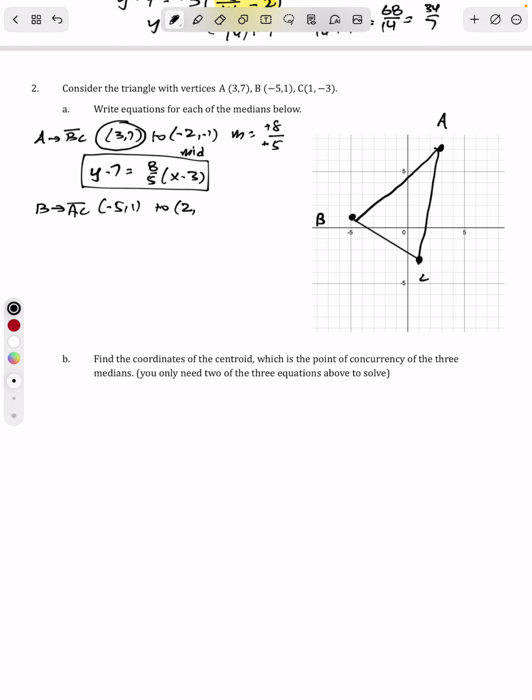Am I messing this up? B to AC. No, we're good. 7 minus 3 is 4. 4 over 2 is 2. All right, what's that slope? 2 minus 1 is 1. 2 minus -5 is 7. And again, I'm going to use this point here. By the way, aren't these much easier? Right? Y minus 1 equals 1/7 X plus 5.